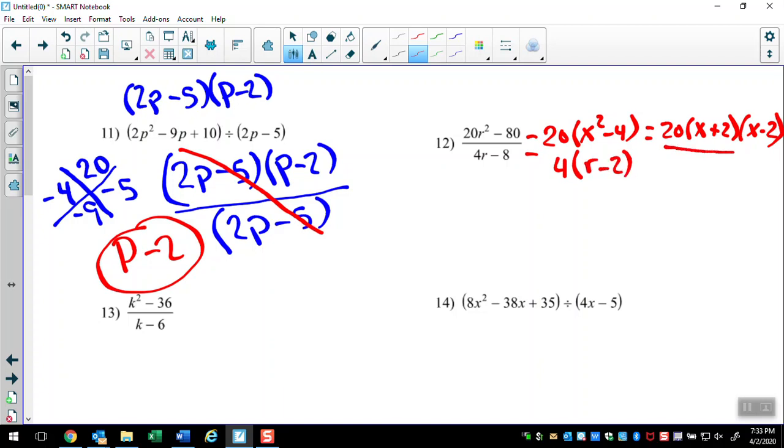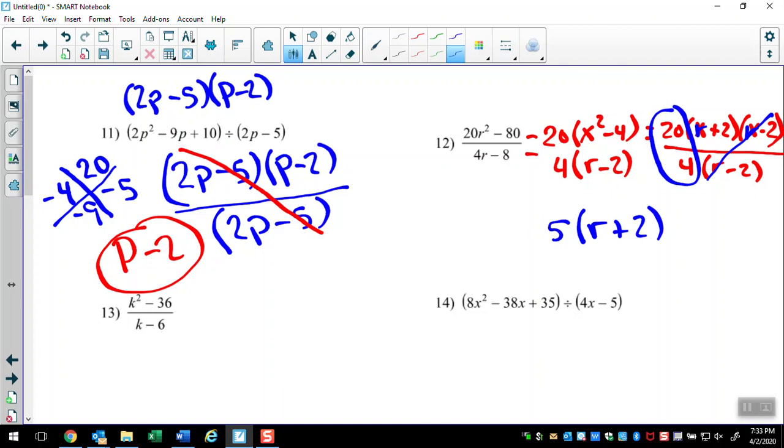So now I can divide this by 4 and r minus 2. And I goofed, those x's should be r's. Remember that's supposed to be an r, not an x. By habit I did x, so the r minus 2 factors are the same. But we can also simplify the 20 and the 4. So 20 divided by 4 is actually 5. So we're left with 5, r plus 2.